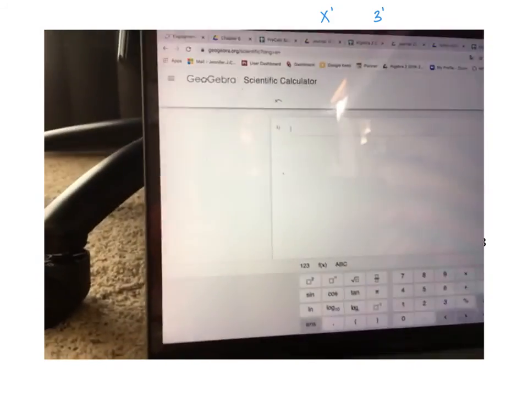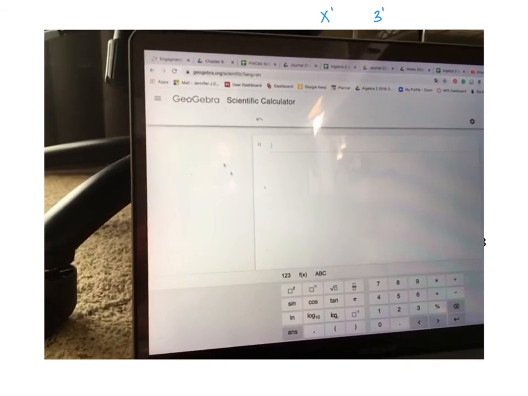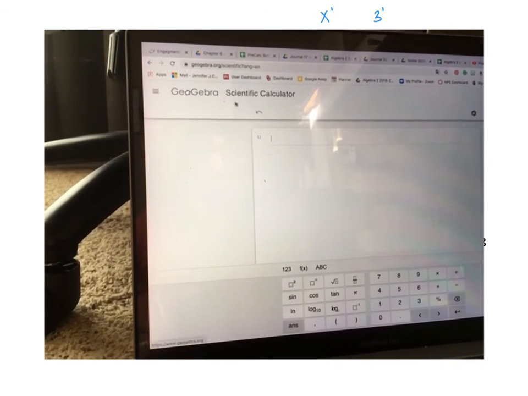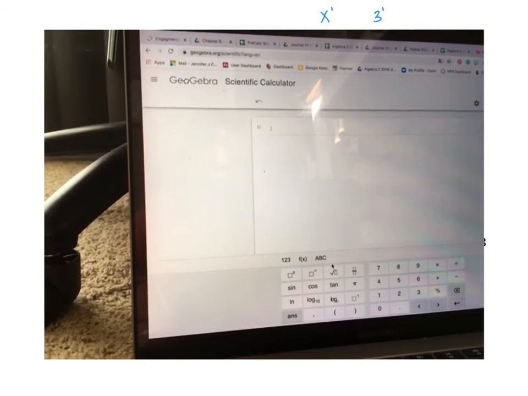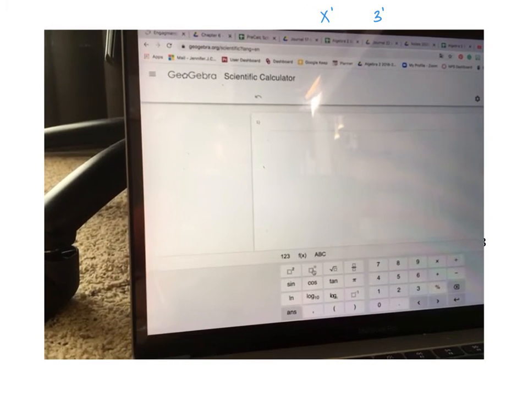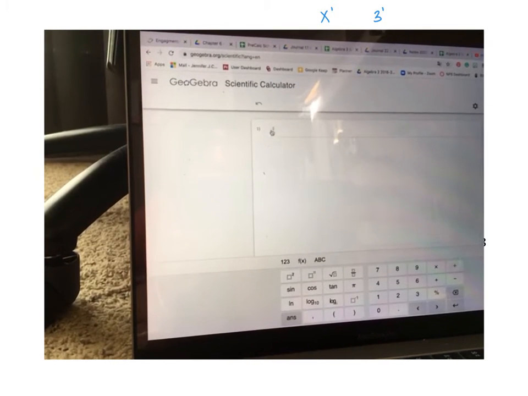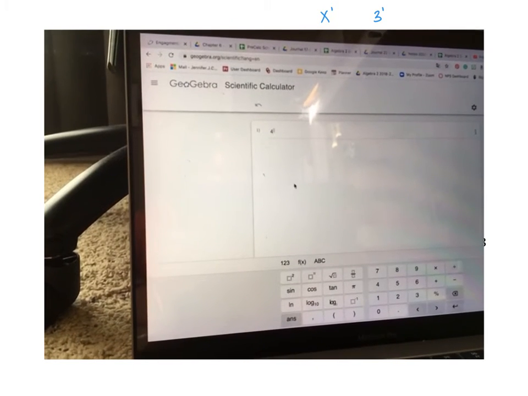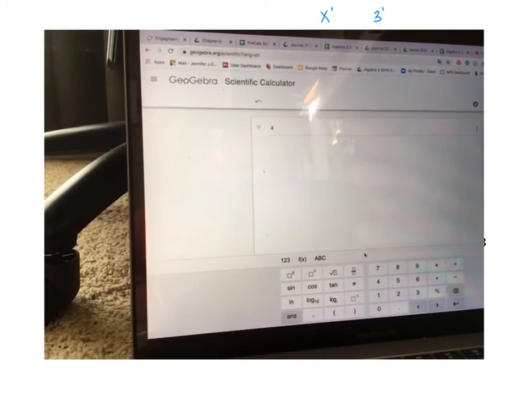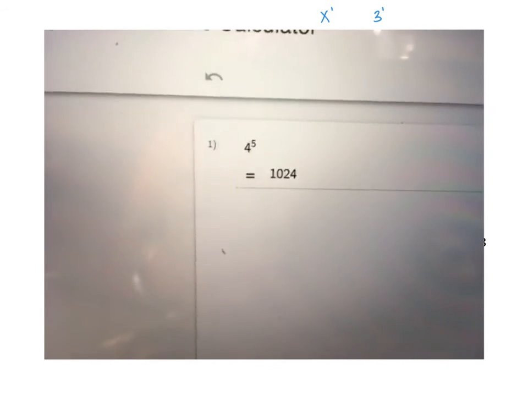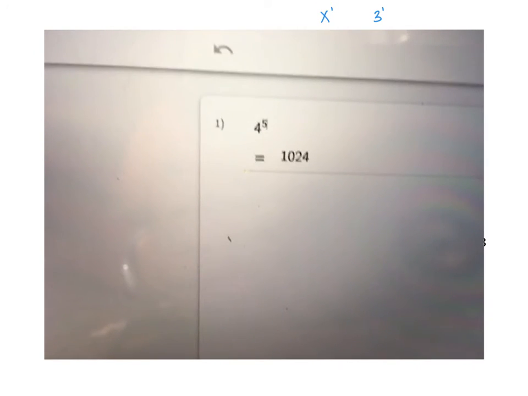Okay, so when you go to the Geogebra Scientific Calculator, remember this is on Canvas for you guys. Just go to the homepage and you'll find this website, or just Google Geogebra Scientific Calculator. You'll find this easily. You'll need to click on this here. That will help you get your base and then the exponent. So if you click on this, you should be able to write in your 4 and then click on that part and you can put in your 5. And so that's how I got 1024. And that's it. So I'm going to pause it right there.